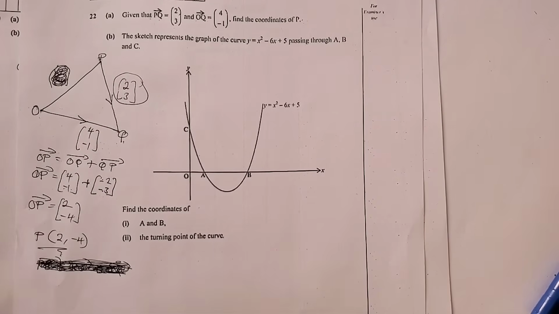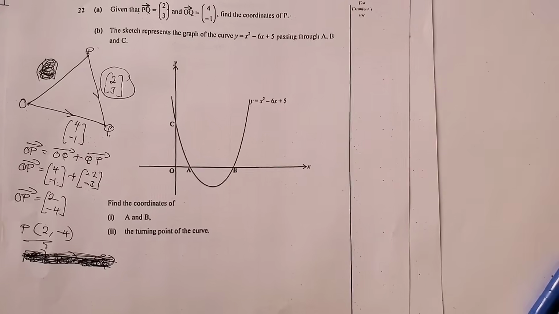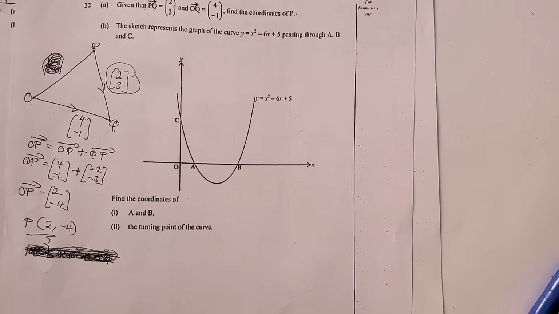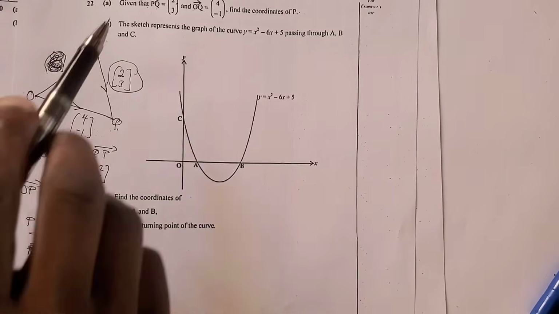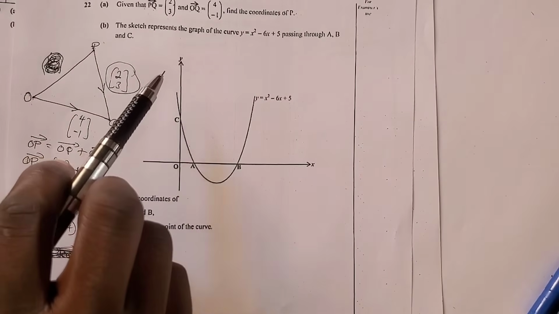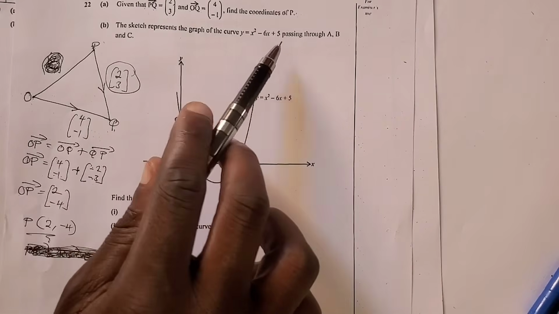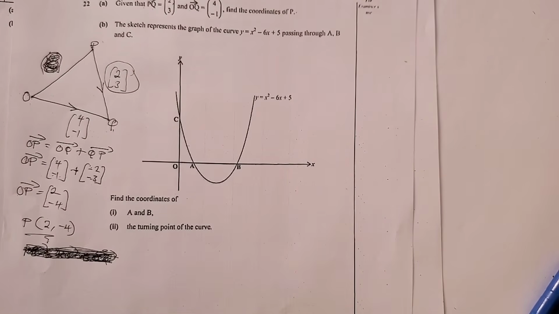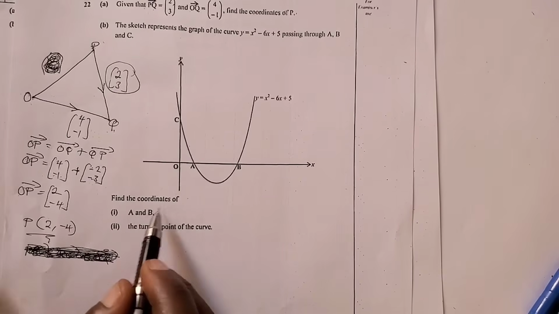Then question B. Here we are given the sketch, and it's saying the sketch represents the graph of a curve y, this one, passing through A, B, and C. What's the question? Find the coordinates of A and B.